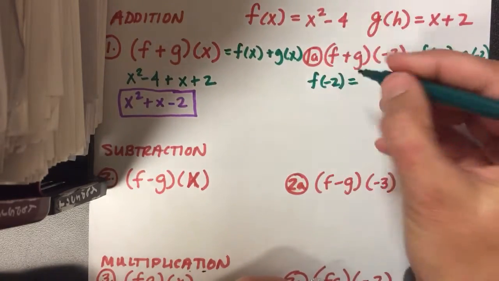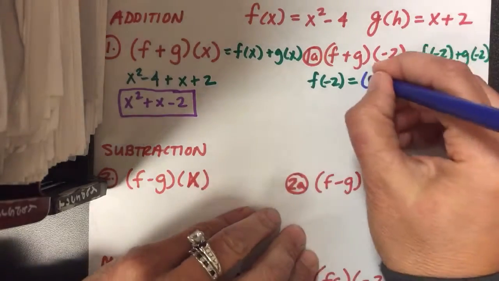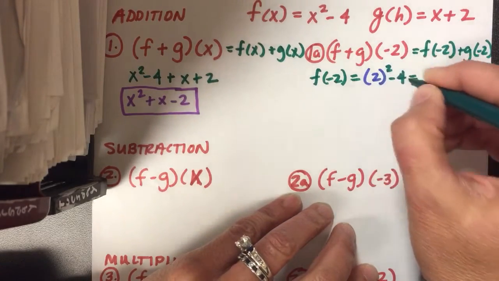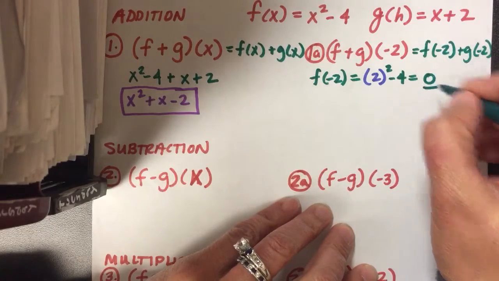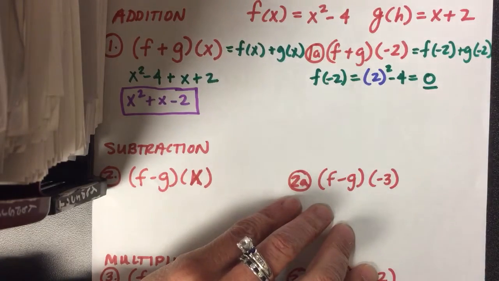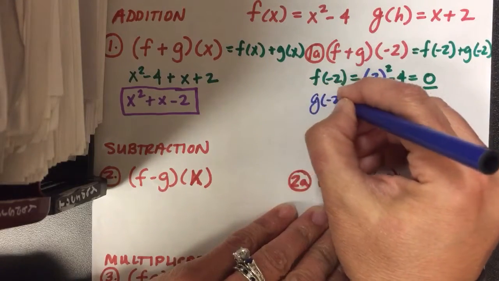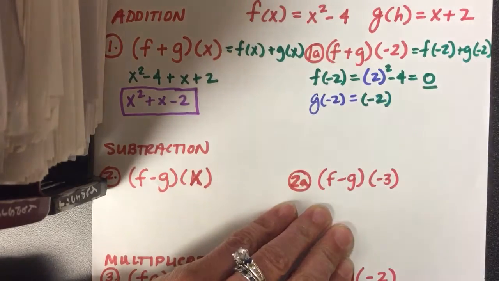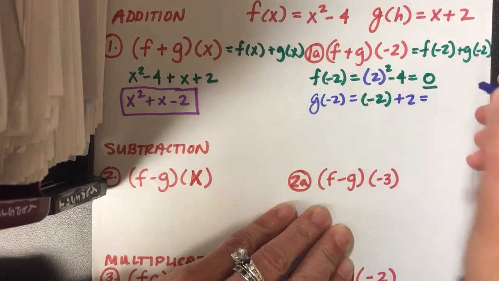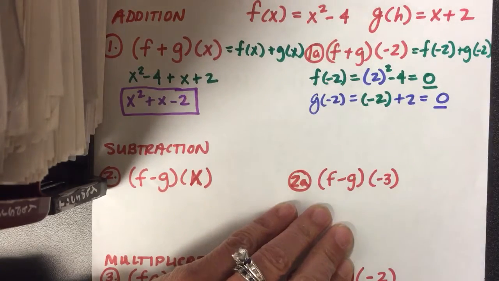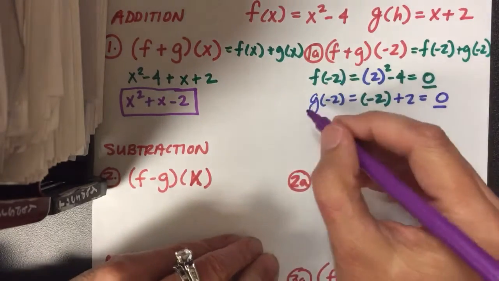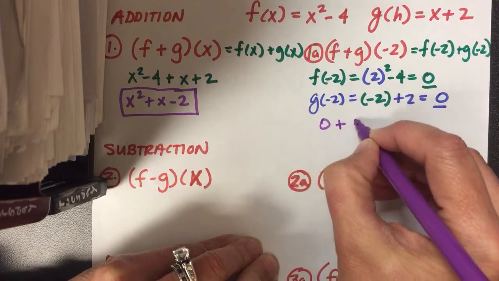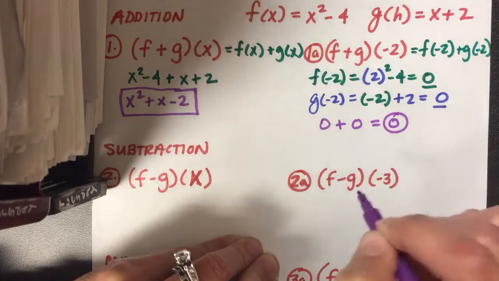F is x squared minus 4. So let's plug in negative 2 for our input, using that word again, input, minus 4. So negative 2 squared is 4, 4 minus 4 is 0. So f of negative 2 is 0. Let's do g of negative 2. G is x plus 2, so it's going to be negative 2 plus 2, and that also gives me 0. So now, to finalize my operation, I add f of negative 2 plus g of negative 2, so 0 plus 0 is 0. And that is your answer.